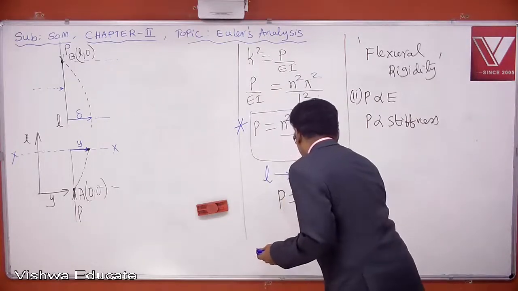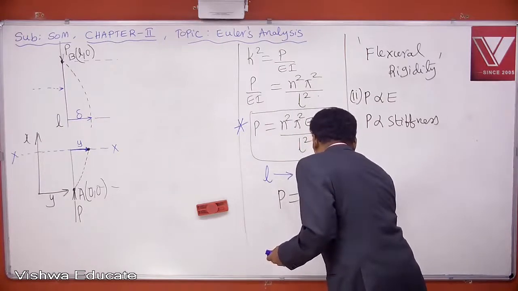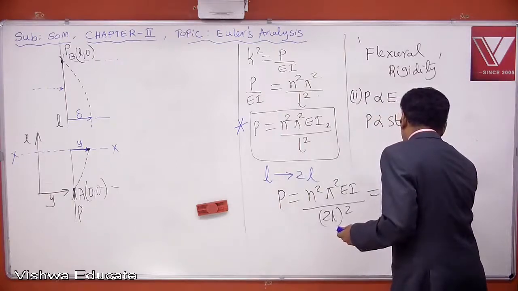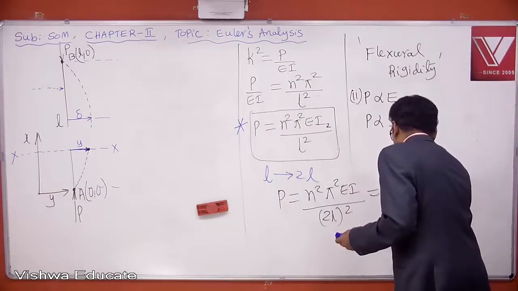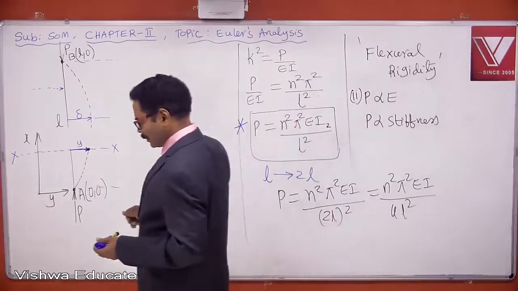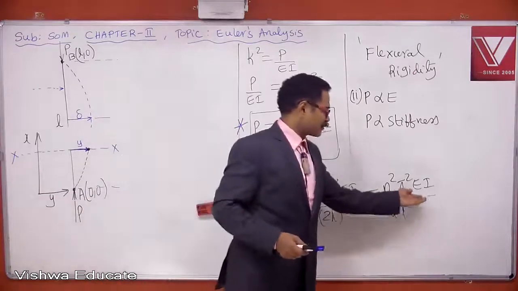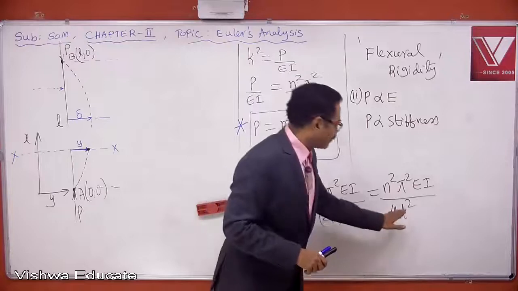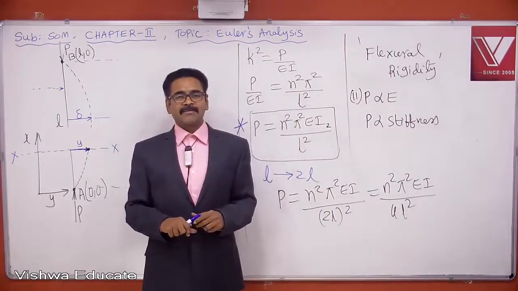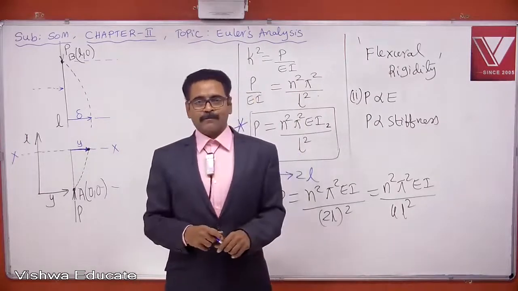P is equal to n square pi square EI by 2L whole square. That means n square pi square EI by 4L square. Original critical load is this: n square pi square EI by L square. Now critical load is this: n square pi square EI by 4L square. If you compare this and this, what is your understanding? Critical load is decreased by 4 times. Our critical load becomes 1/4 of original critical load.